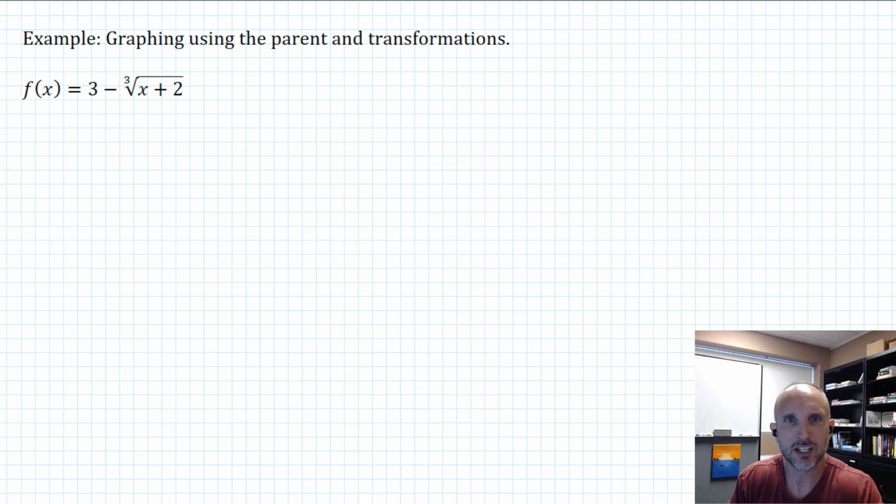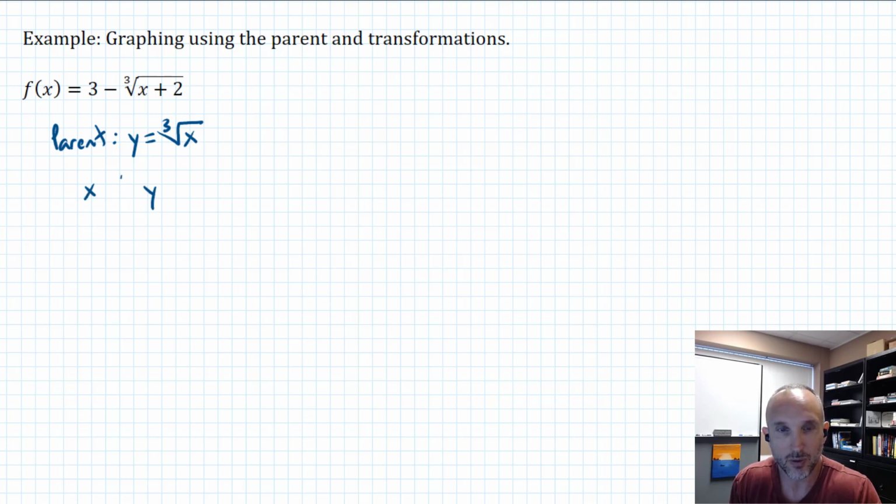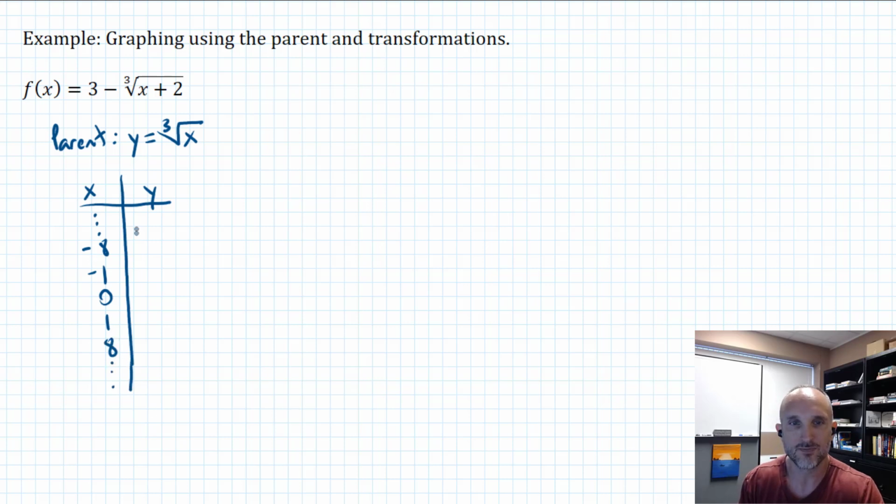So same idea, we need the parent first. If we strip away adding the 3 and multiplying by -1 and adding the 2, all that's left as an operation on x is the cube root operation. So that's our parent function. And here we want to pick x values that are easy to take the cube root of. You can pick negatives or positives. So I'm going to pick negatives first, like -8 and -1, and then 0. And then I'll pick positives, 1 and 8.